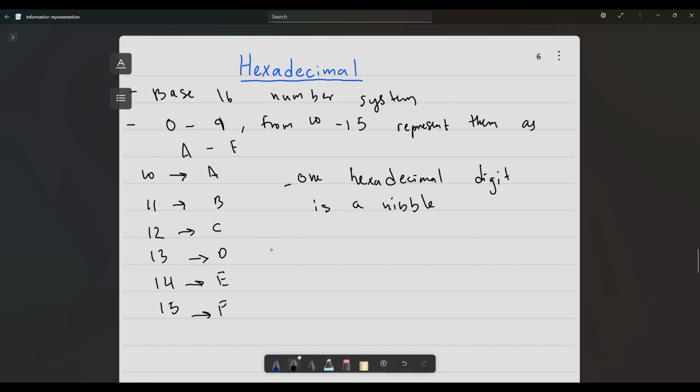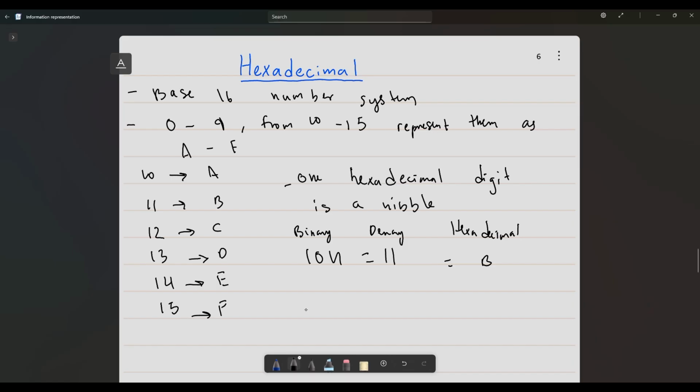So let's say you're given the nibble 1 0 1 1. What did we see this was? This was 8 plus 2 plus 1, which is 11. So this is 11, right? What is 11? 11 is B. So the binary number 1011 and the denary number 11, in hexadecimal, it is B. Okay, so it is represented as B.